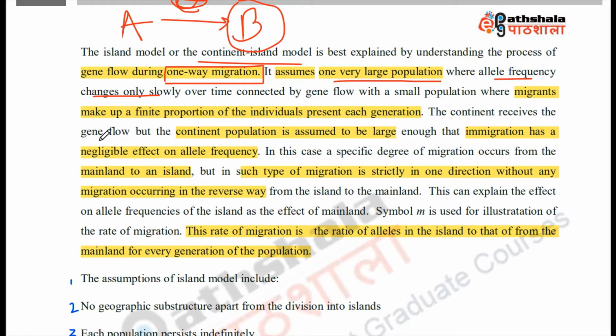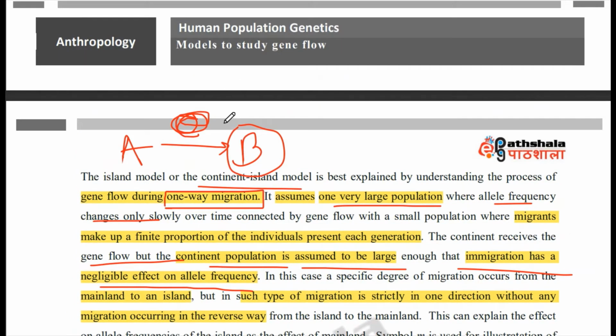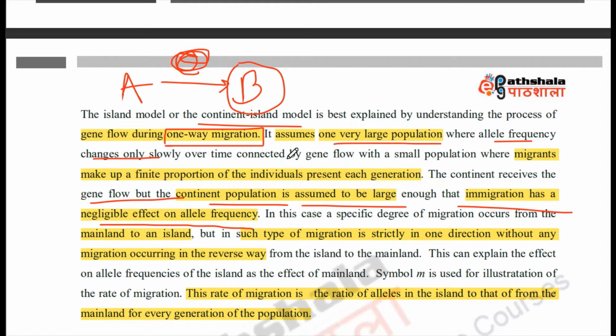So the continent receives the gene flow, but the continent population is assumed to be large enough that immigration has a negligible effect on the allele frequencies. So even after generations, because it's very much fixed, there is a very negligible amount of change being observed in the allele frequencies. And this is not like hundreds of generations, but say 10 to 15 generations. And the flow is from the main island.